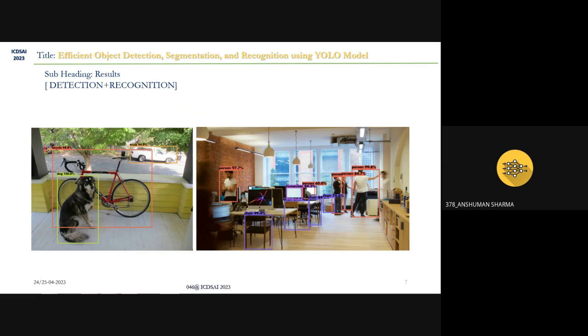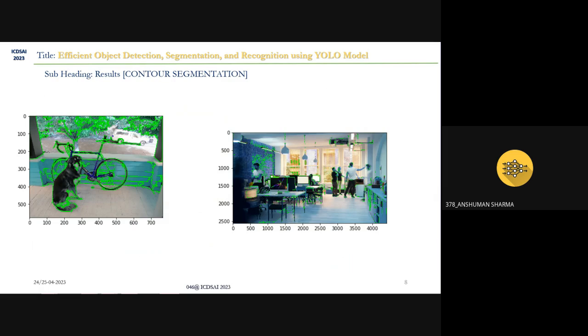Here are the results. As we can see, the accuracy achieved on localizing and detecting objects is pretty good using the YOLO model. So here are two sample images. And here are the contour segmentation techniques that border out and differentiate the images with respect to each other.